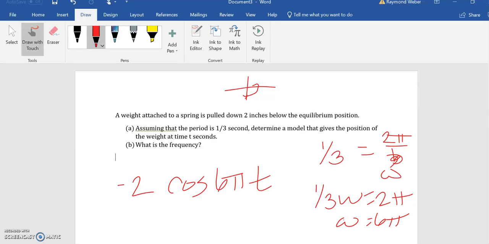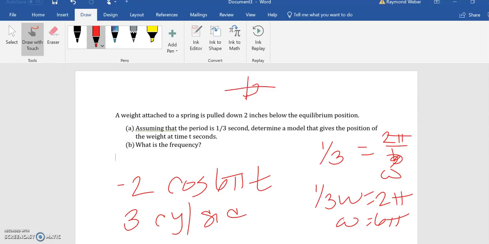Now the frequency is the reciprocal of the period, so that means it has to be 3 cycles per second. And we're in seconds, which is the reason I use seconds. So 3 cycles, 3 oscillations per second. So hopefully this helps you see how to do this.